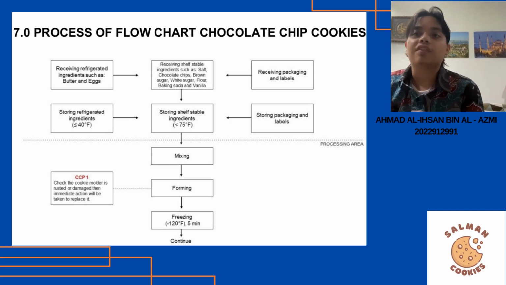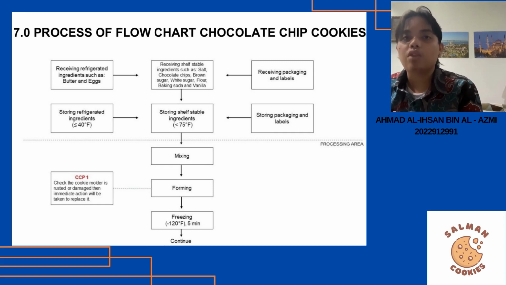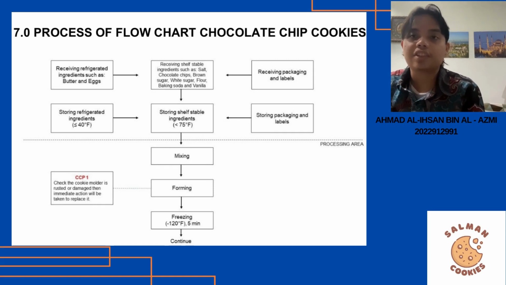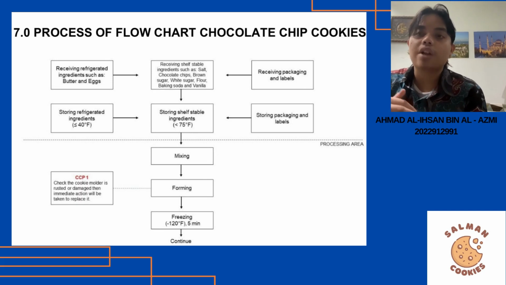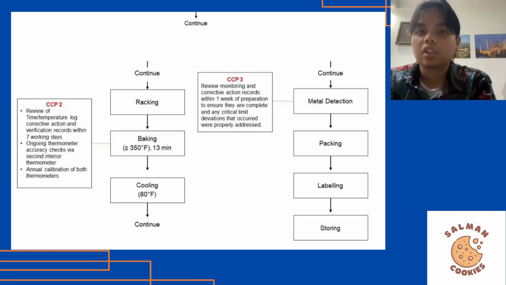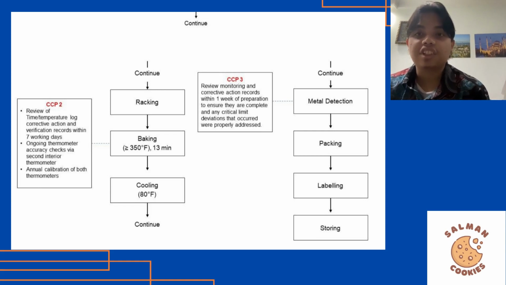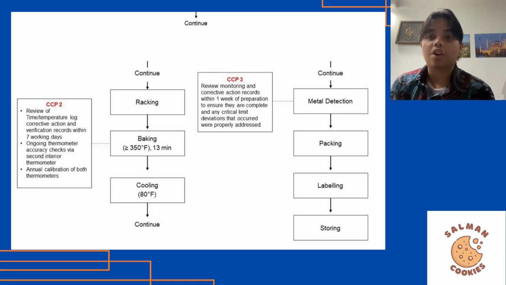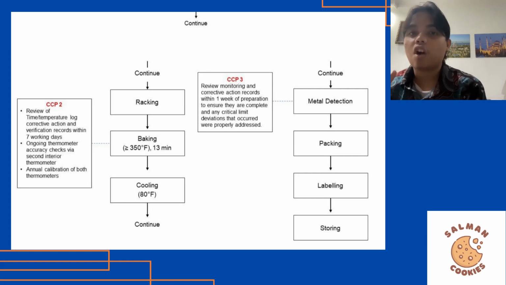The next process is freezing, where the dough that has been formed will be placed through a liquid nitrogen flash freezer set at negative 120 Fahrenheit, where it stays for 5 minutes. Okay, now the 10th step is racking, where the dough rounds are placed on metal trays in 4 rows of 5, and 10 metal trays are placed on each rack before baking.